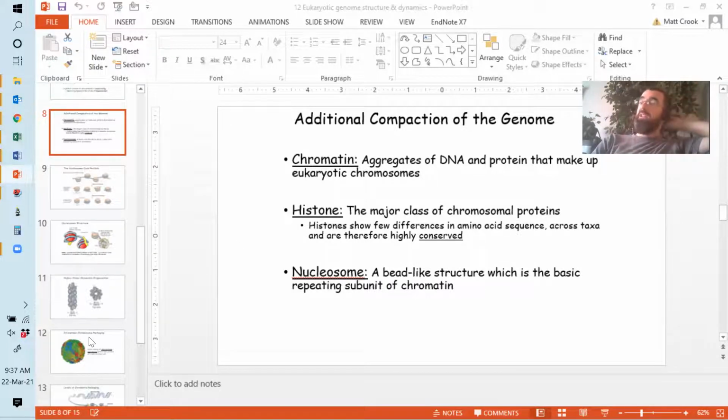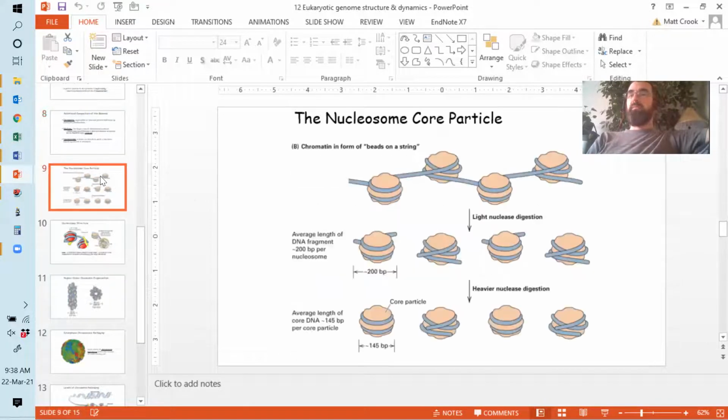So essentially chromatin is DNA and protein, and the main proteins are histones, right? These are proteins which are highly conserved, but you actually use a whole bunch of them. It's not just one single protein. And when you wrap DNA around histones, you get something called a nucleosome, right? And this is essentially a bit of DNA wrapped around a complex of histones, right? And that looks like this, the whole beads on a string deal, right?